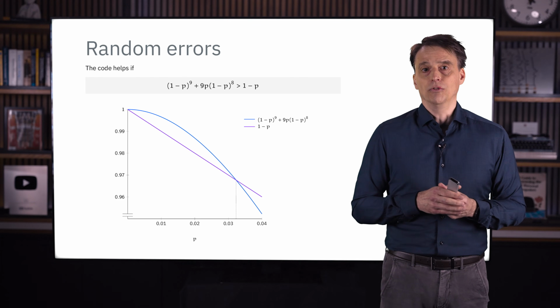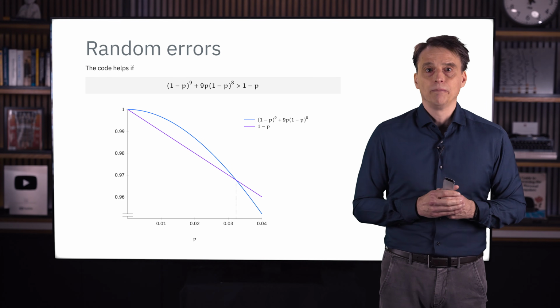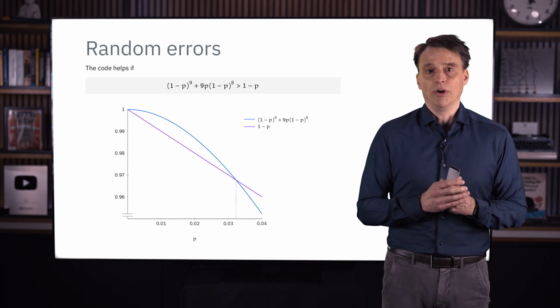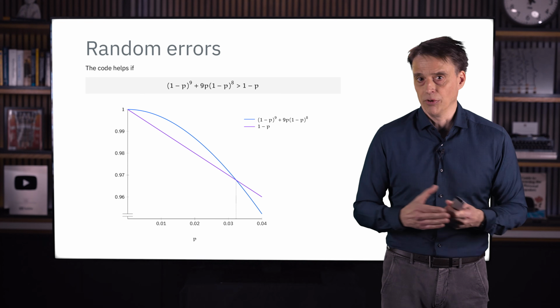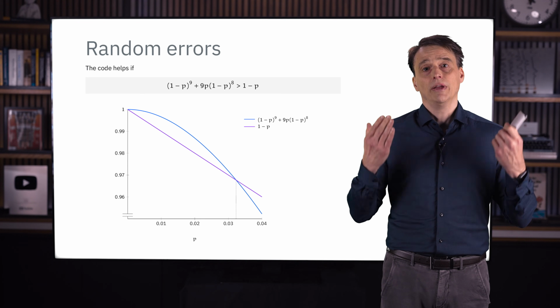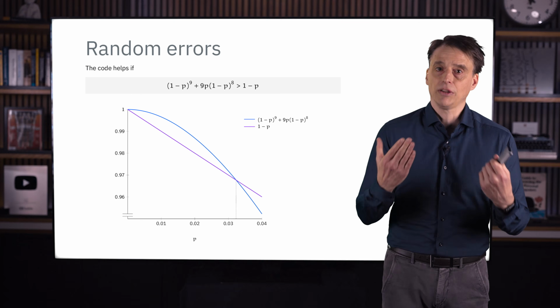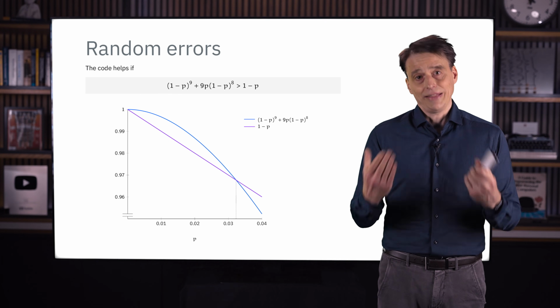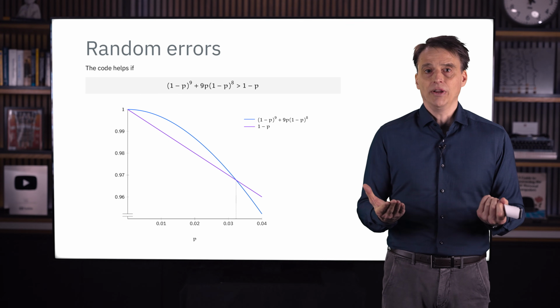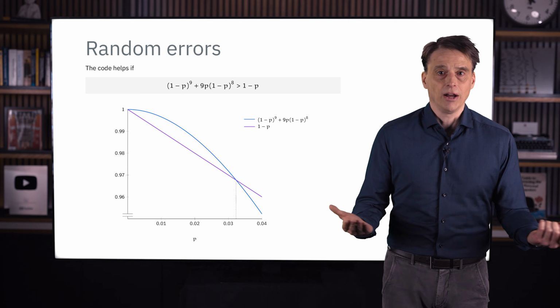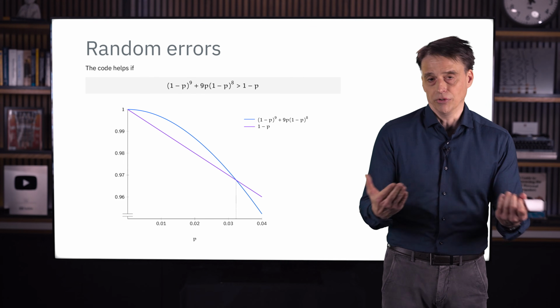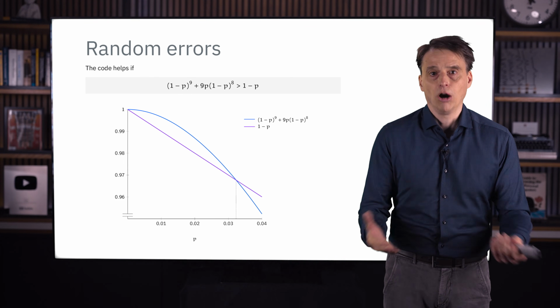Here's a plot of these two functions for small values of p, and we find that the break-even point occurs at about 3.25%. So if p is smaller than this value, then the code helps. At the break-even point, the probabilities are equal, so we're just wasting our time, along with 8 qubits, if we use the code, but otherwise there's no harm in it.